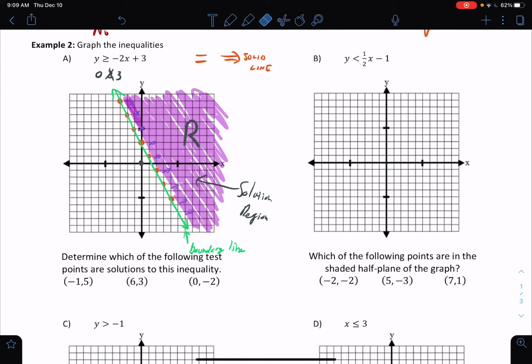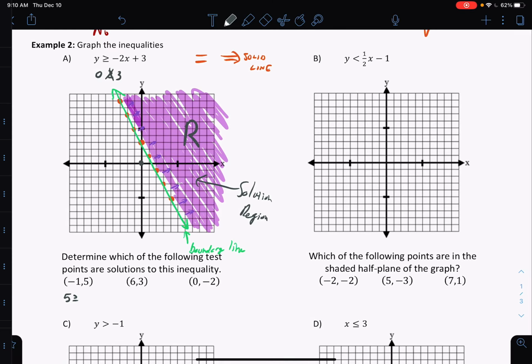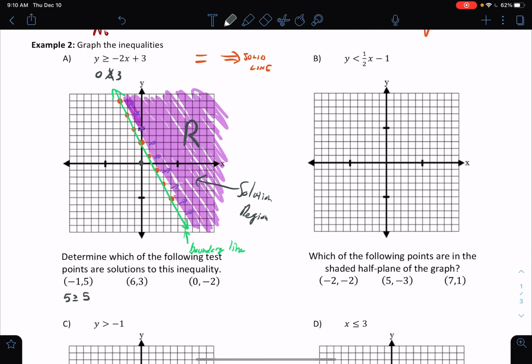Let's test some other points. Negative 1, 5. If I plug in 5 for y and negative 1 for x, I would get 5 is bigger than or equal to negative 2 times negative 1, which is 2, 2 plus 3, which is 5. So 5 is bigger than or equal to 5, which is true. 5 equals 5, and I have equality here. So I want that one.